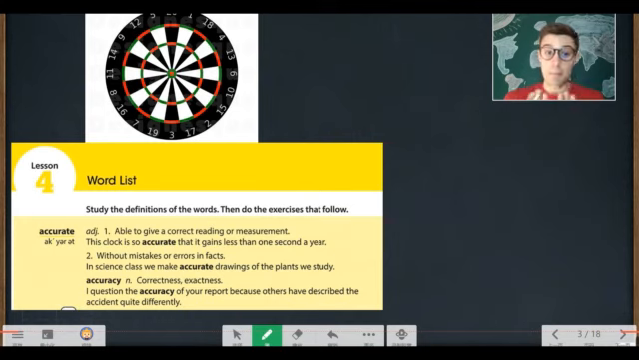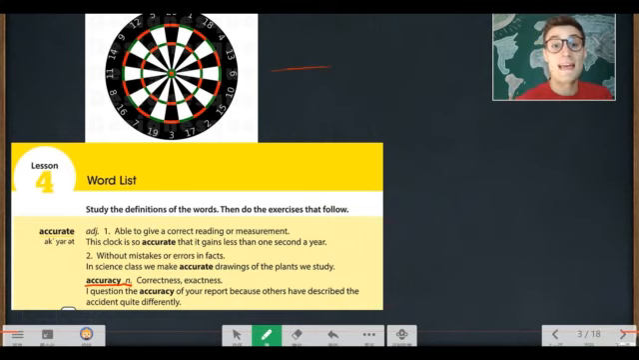When you look at a map, you will hope that it gives you accurate information and street names. That means without mistakes or error. How accurate is this information, you could ask? Now, accuracy is a different form of the word, and that's a noun. It means correctness or exactness. I question the accuracy of your report because others have described the accident quite differently. So accuracy is the name of the correctness or exactness.